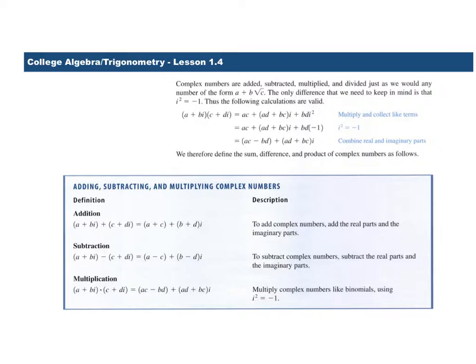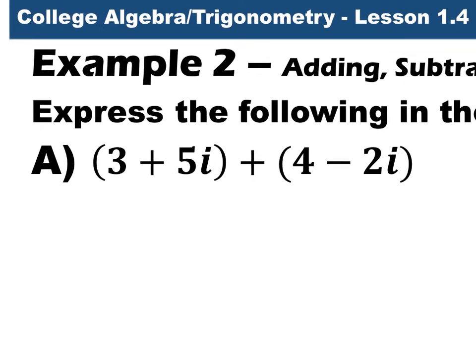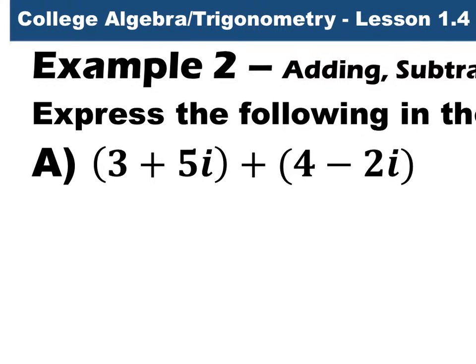When we are adding and subtracting and multiplying, this is the same thing as adding and subtracting or multiplying like terms. Real goes with real, imaginary goes with imaginary. i squared equals -1. So let's do some problems. First thing you want to do is look at what they're asking you to do. This is not a multiplication problem, guys. What are they asking me to do? Add. So, like terms, real goes with real, imaginary goes with imaginary.